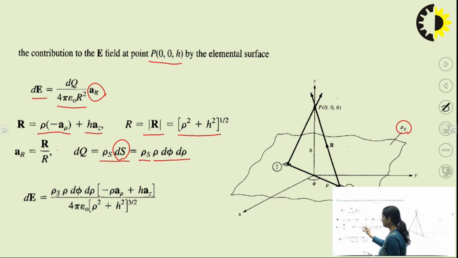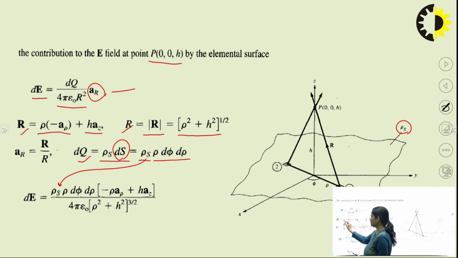Put this value here, dq. You will get dq, and R upon R magnitude. So put all these values in this equation and you will get the differential electric field intensity equal to rho s rho d phi d rho. So you can see here this is rho d phi and d rho in bracket.